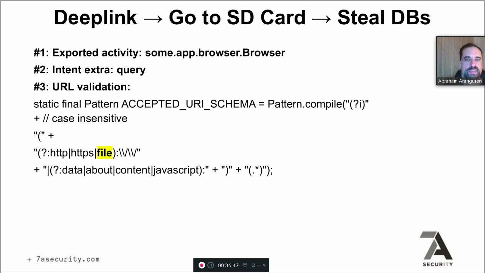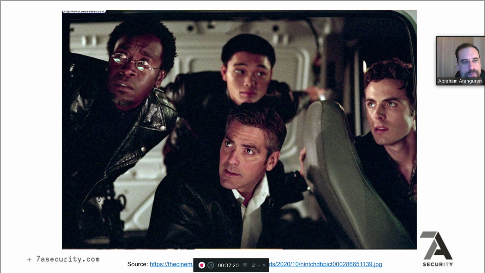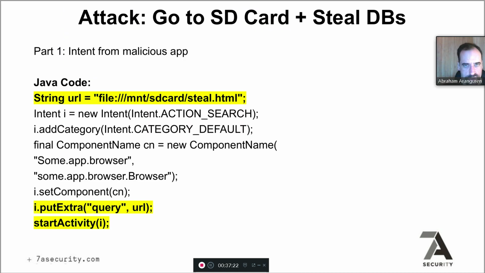So we can send a deep link that goes to the SD card and steals databases, because the regular expression with which this was being validated allowed file URLs. So you could have a malicious application on the phone that writes an HTML file to the SD card and then sends a file URL to this browser application that is meant to open these URLs. And then it will navigate to the HTML file on the SD card, and from there you can read local files, data exfiltration, and so on, right? So we are putting together the deep links with the XSS that we saw before.